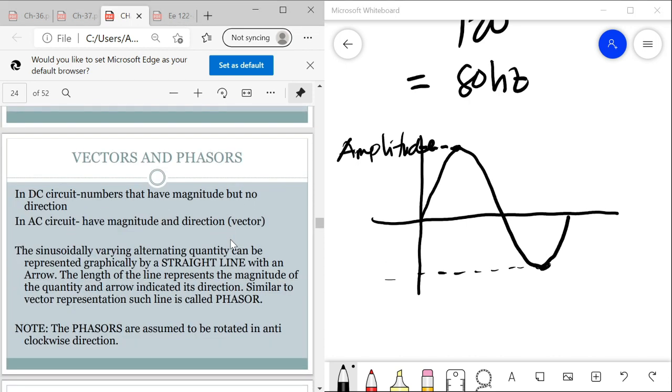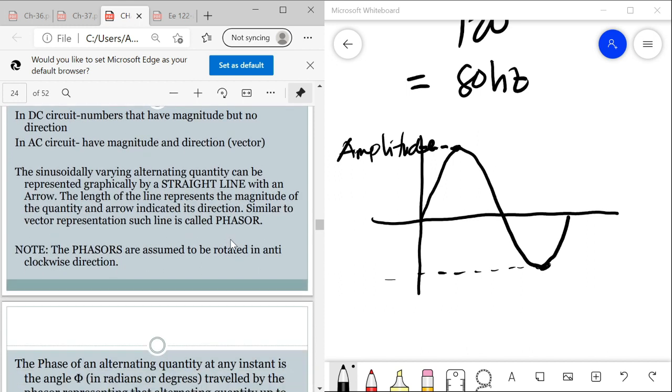So we go now to vectors and phasors. In a DC circuit, there are numbers that have magnitude but no direction. In a DC circuit, there is no direction, only the magnitude. But in AC, we have the magnitude and direction. So that is what we call a vector. A vector is a quantity that has magnitude and direction. A sinusoidally varying alternating quantity can be represented graphically by a straight line with an arrow. The length of the line represents the magnitude of the quantity and the arrow indicates its direction.